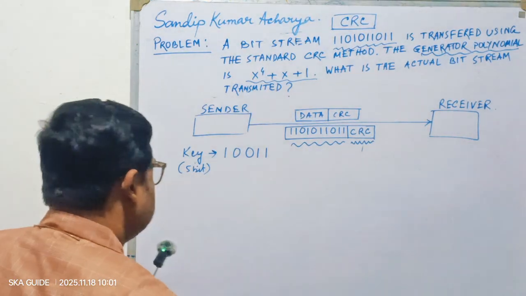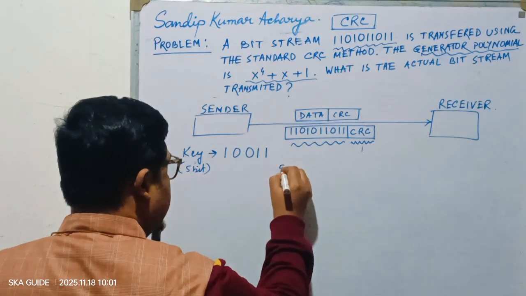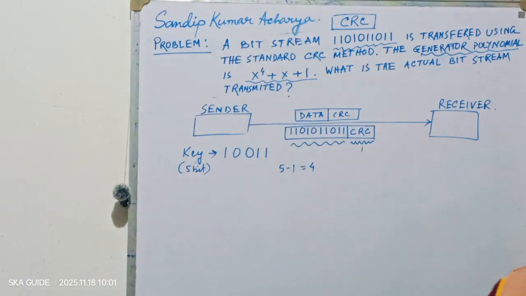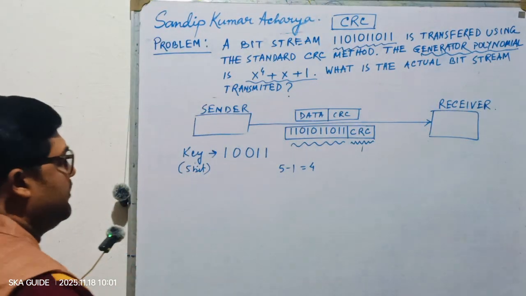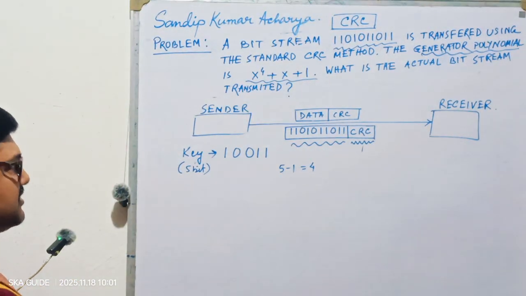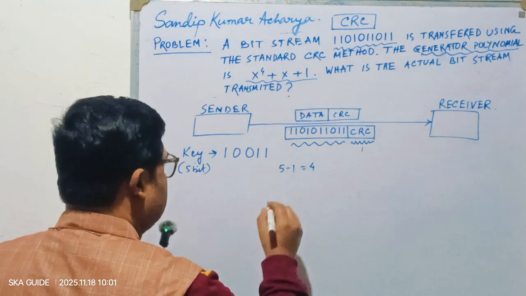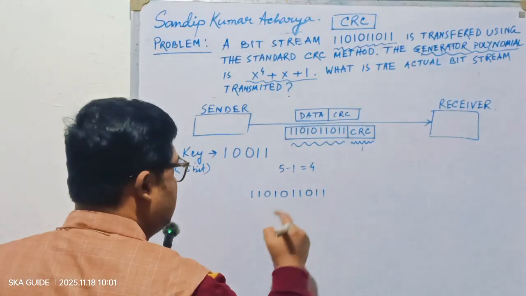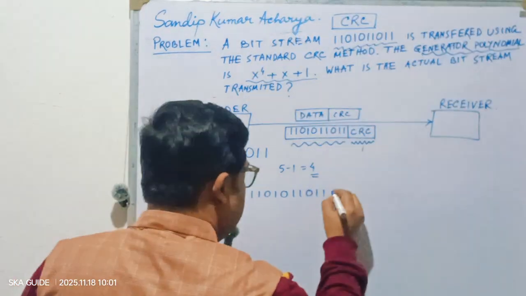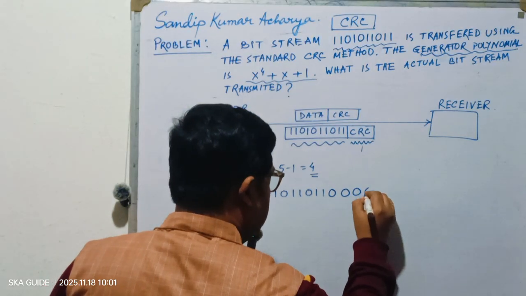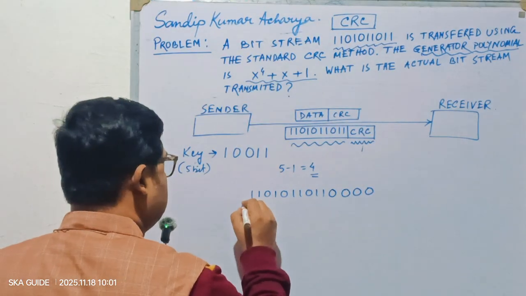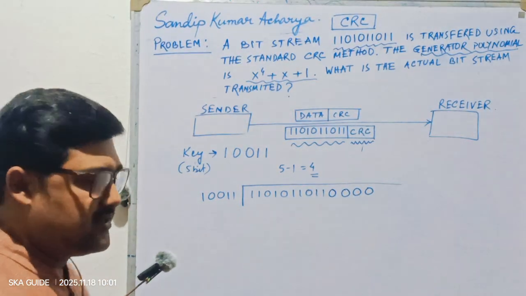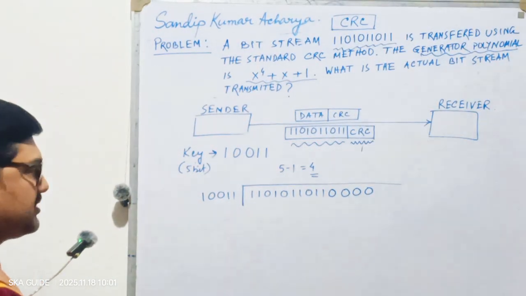Now we will take one less. That means 5 minus 1, which equals 4. One less than the number of bits we have in our key, and we will add that many zeros to this data for the generation of the CRC. So we have 1 1 0 1 0 1 1 0 1 1. This is our data part. We will append 4 zeros to it, 1 2 3 and 4, right? Then we divide it by the key, that means 1 0 0 1 1, right? So this is the generator process we are discussing right now. By this we are generating the CRC code.